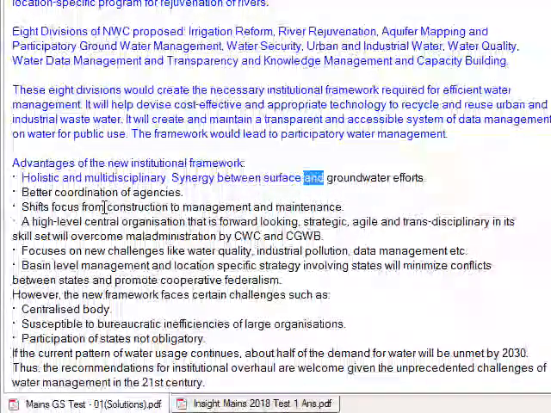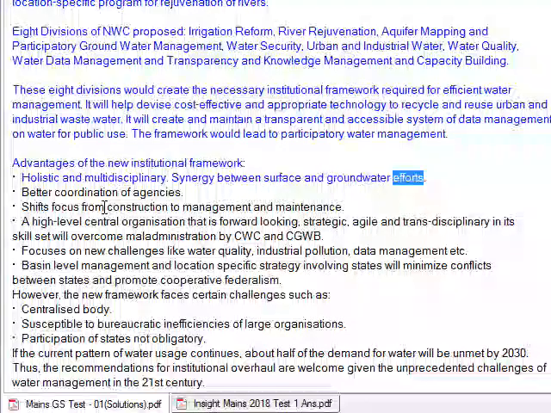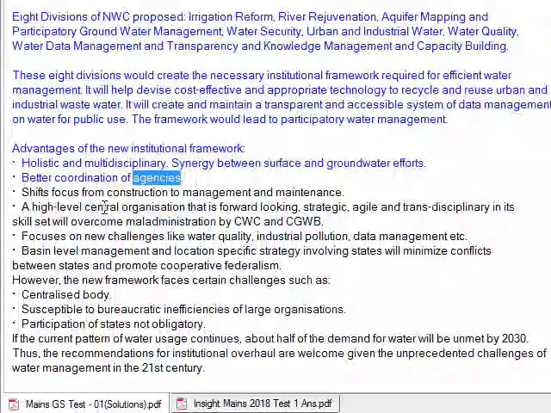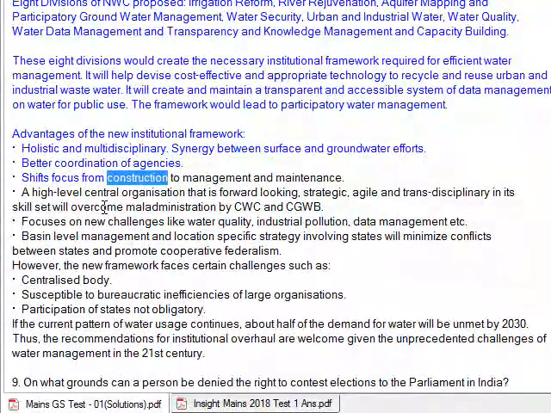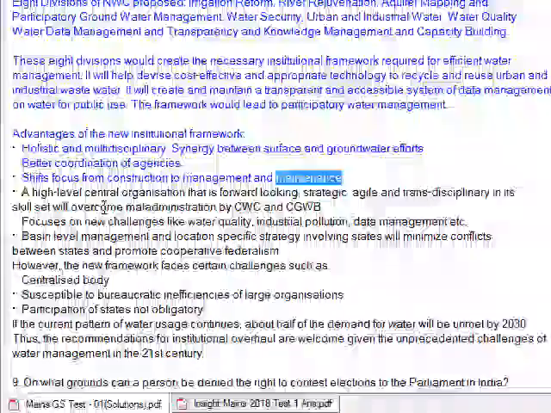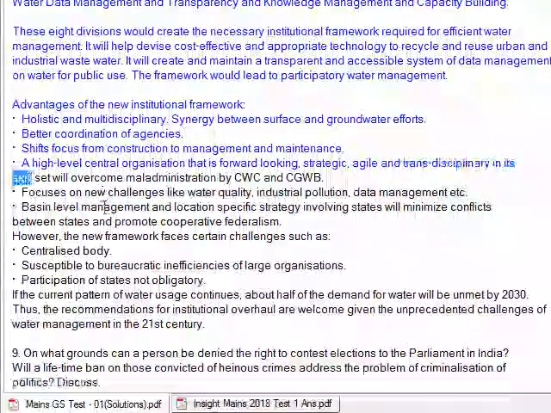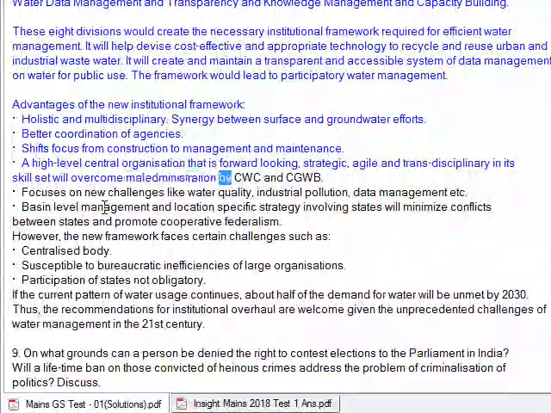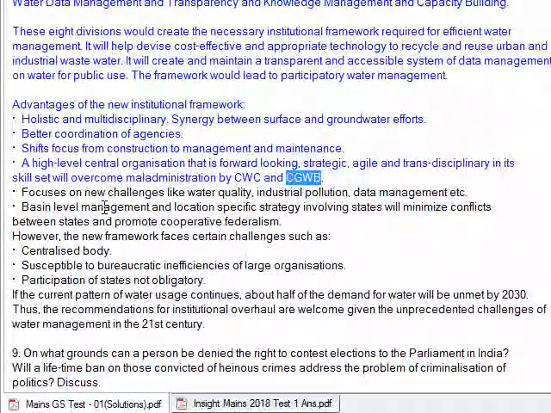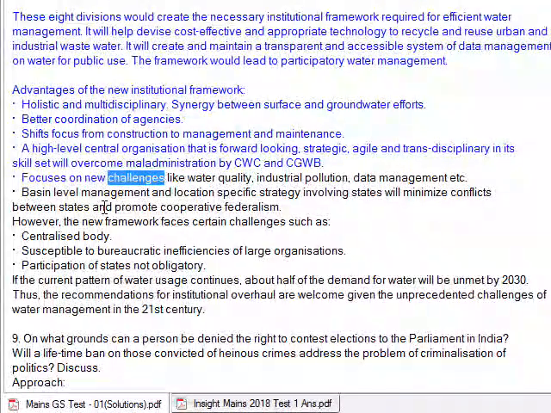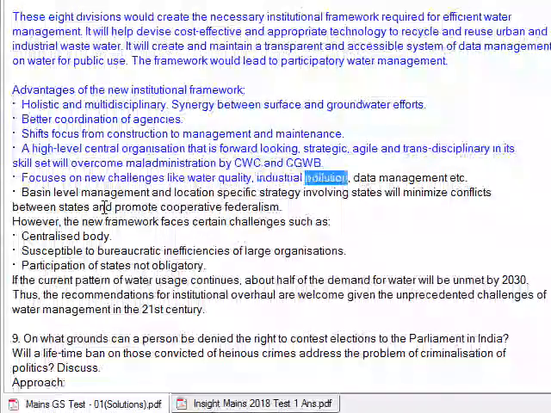Synergy between surface and groundwater efforts. Better coordination of agencies. Shifts focus from construction to management and maintenance. A high-level central organization that is forward-looking, strategic, agile and transdisciplinary in its skill set will overcome maladministration by CWC and CGWB. Focuses on new challenges like water quality, industrial pollution, data management, etc.